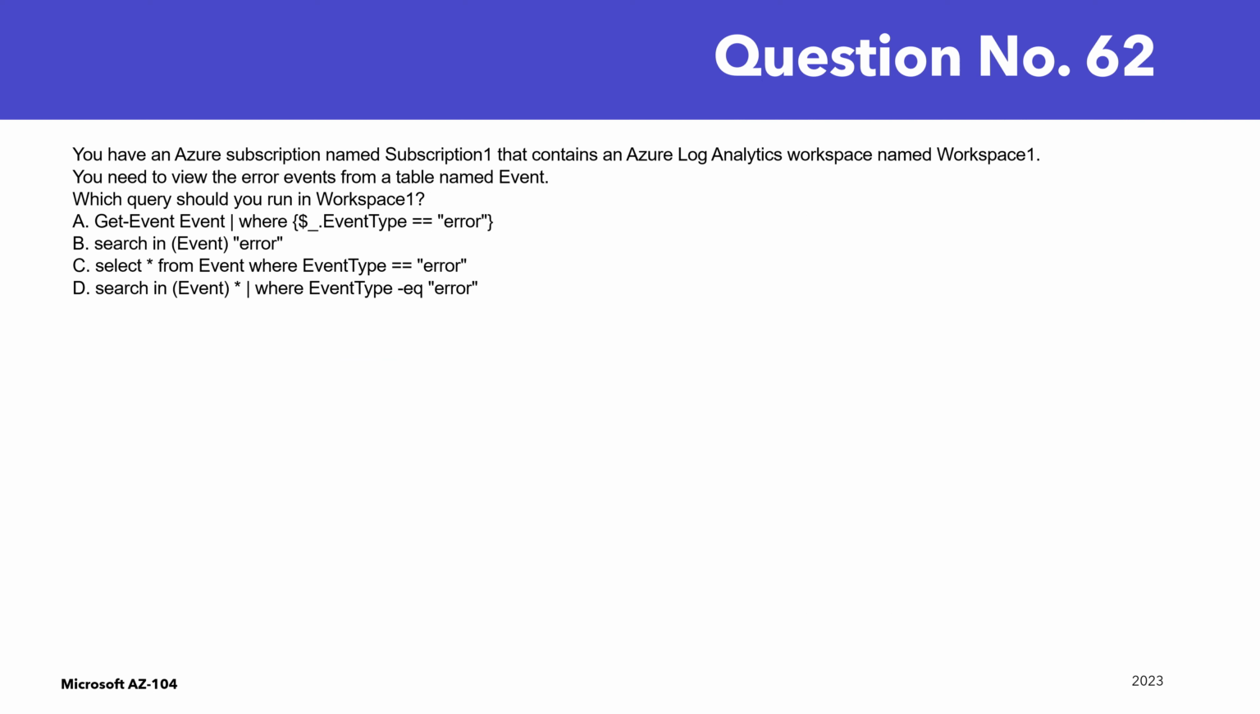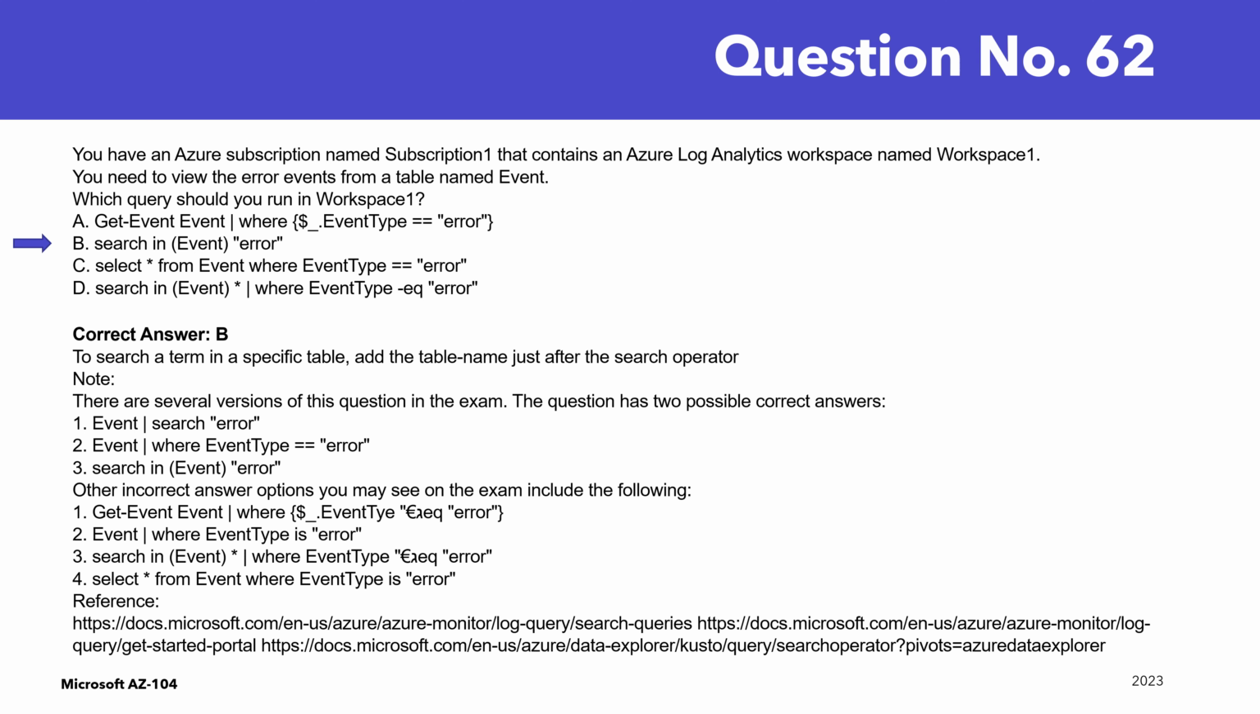You have an Azure subscription named Subscription 1 that contains an Azure Log Analytics workspace named Workspace 1. You need to view the error events from a table named Event. Which query should you run in Workspace 1? A. Get-Event | Where {$_.EventType -eq "error"}. B. Search in (Event) "error". C. Select * from Event where EventType == "error". D. Search in (Event) "error" where EventType EQ. Correct answer, B.